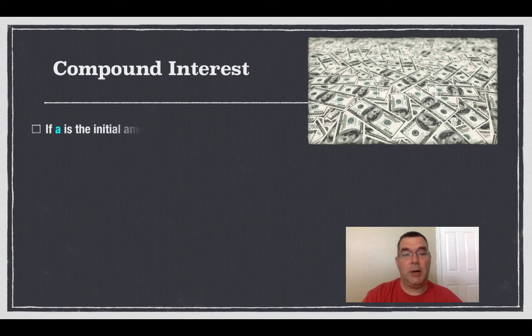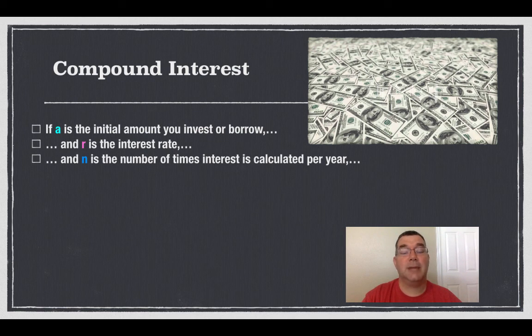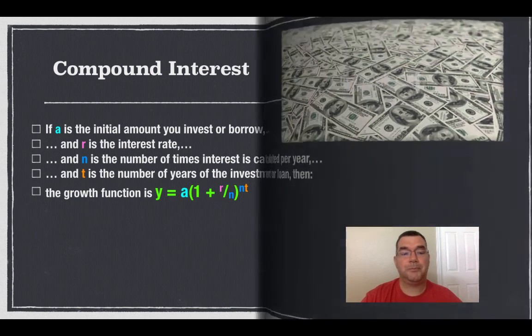All right, now let's talk about compound interest. If A is the initial amount that you invest or that you borrow, and R is the interest rate, and N is the number of times interest is calculated per year, because it's not always calculated each year. Sometimes it's calculated every 6 months or every 3 months. You need to know how many times per year interest is calculated, and there will be a word or a phrase that helps you figure that out. T is going to be the number of years that you're investing or borrowing that money, and so here's your growth function. Because the amount that you invest will get bigger, and the amount that you owe will get bigger the longer that you borrow it.